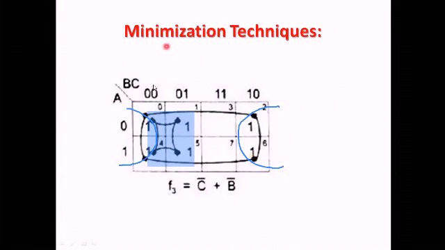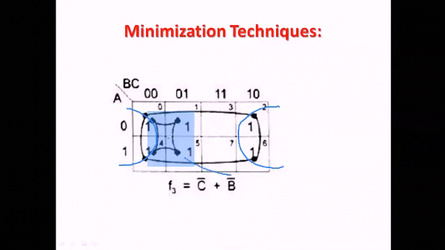Now we will look for the expressions. Now here in these 4 ones, in this whole pairing, A is changing, C is also changing. The value of C is 0 and 1. But the value of B is the same. So what will the value be? It will be B bar.